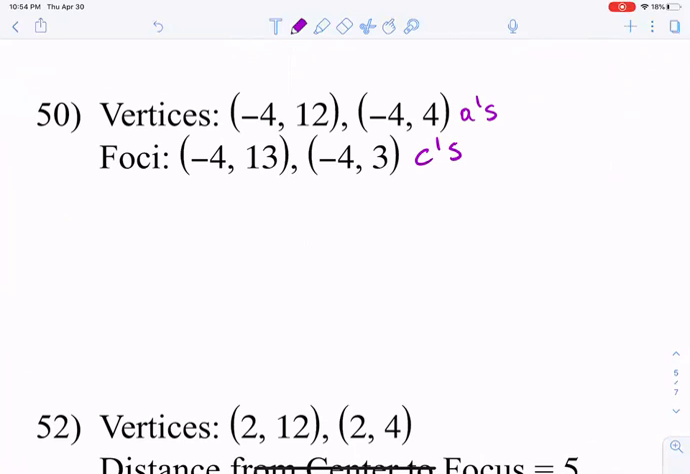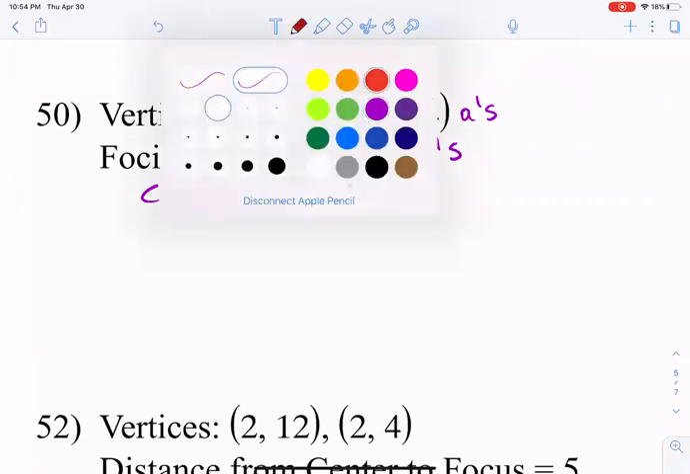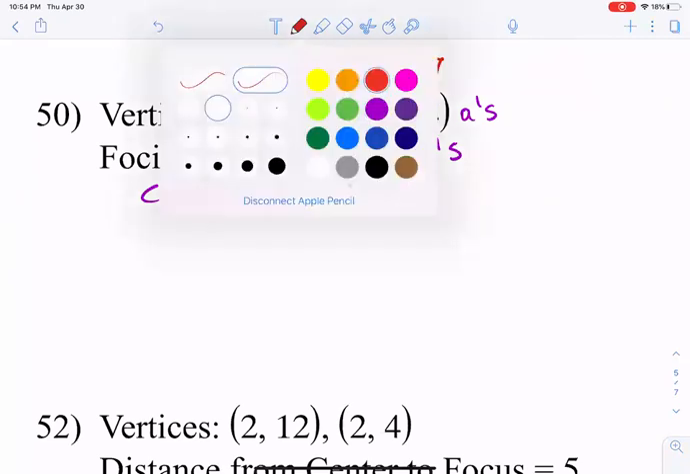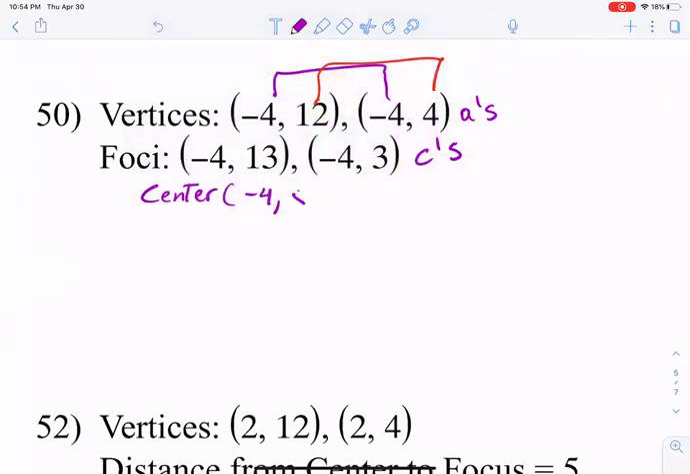I can find the center right away because they give us the vertices, right? So for the vertices, this is fixed, so this is -4. What's changing? The y values, right? These ones are changing, so what's the midpoint between those two? The length is 8, so that must be at 8. So 8 should be the k coordinate, right?